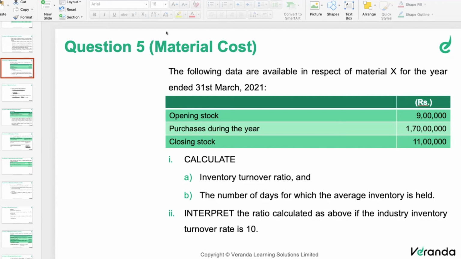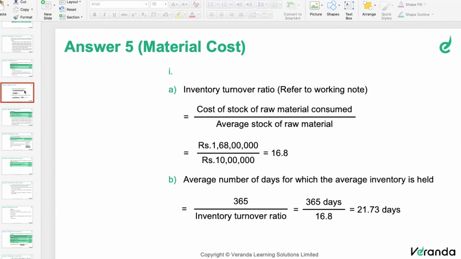With respect to inventory turnover ratio, you should know the formula. This formula is applicable for costing, material costing, as well as financial management. In FM ratio analysis as well as working capital, the same ratio will be reproduced. Inventory turnover ratio is cost of raw material consumed, consumption of raw material, here also not finished goods, raw material, divided by average stock of raw material.